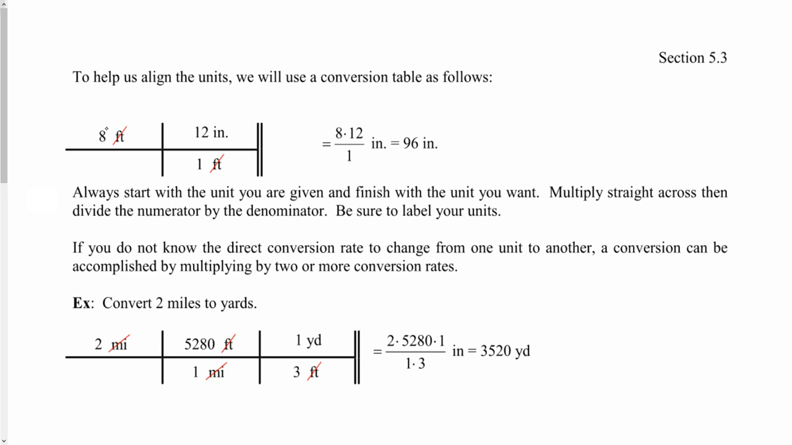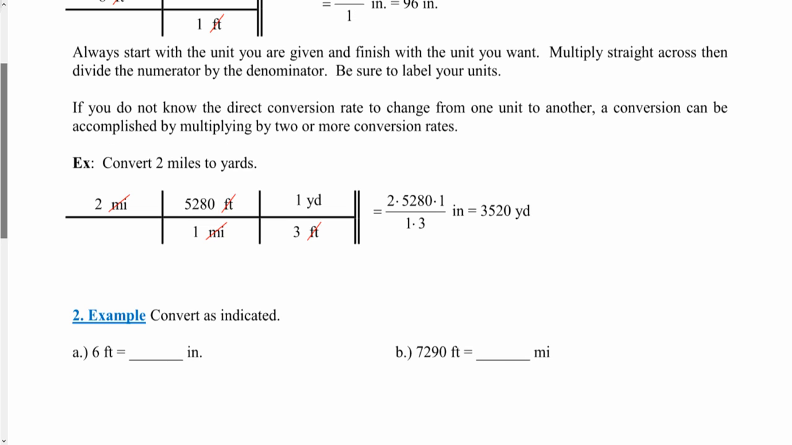You're always going to start in the upper left-hand corner with the unit that you have. You're always going to end in the upper right-hand corner with the unit that you want. Okay? And then we just ultimately do some canceling and multiply straight across.